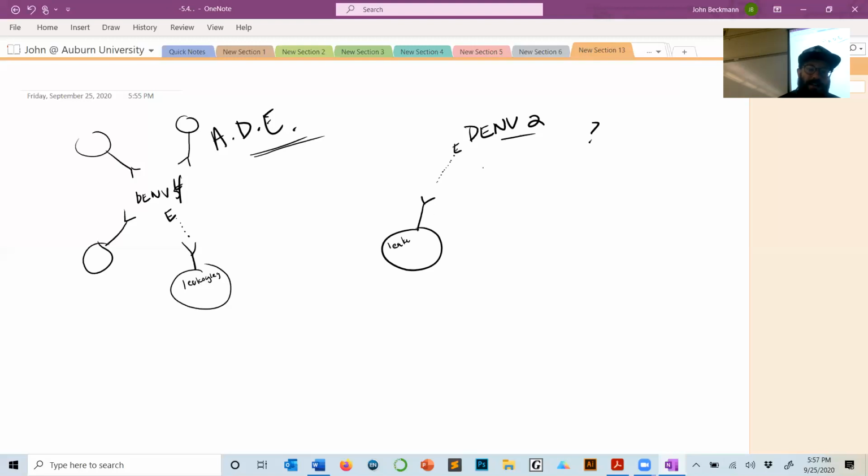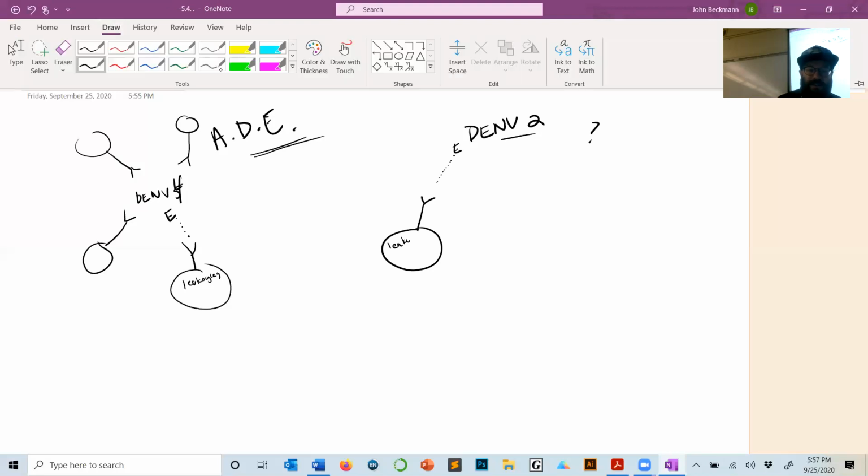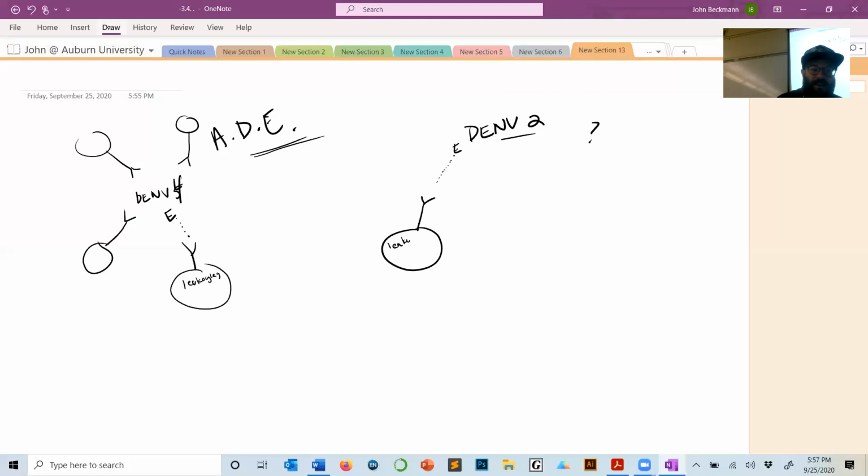They bind to the E protein. What we know happens in antibody-dependent enhancement is that in this case, the dengue 2 gets in the leukocyte, and it replicates. So her question is, why can it kill it here, but not kill it here? I don't know the answer to that off the top of my head. It is weird. Why can it not kill it?